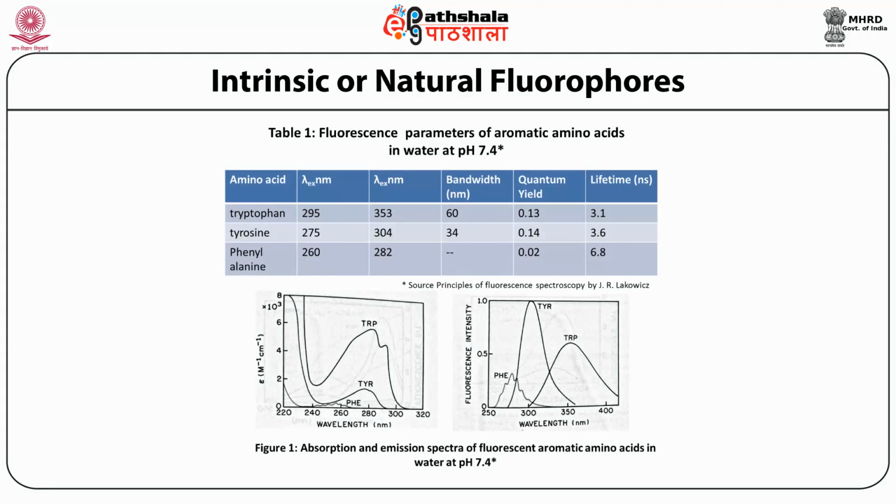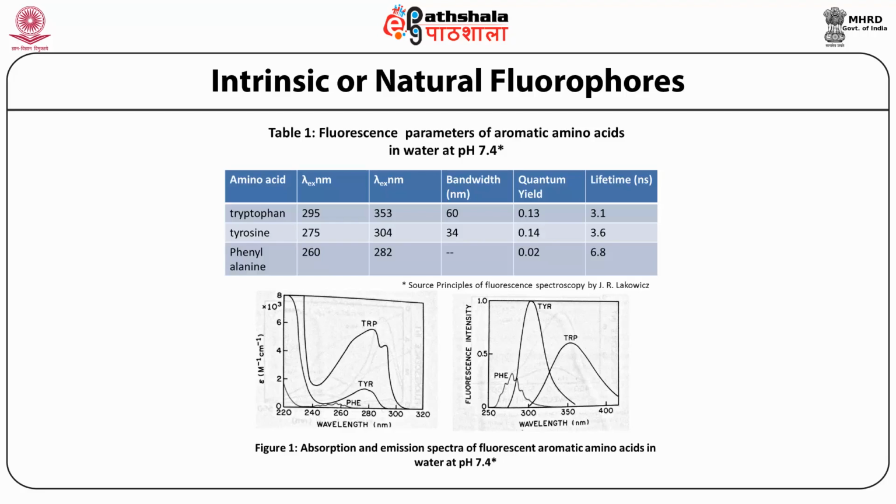This table shows various parameters of aromatic amino acids for fluorescence recording in water at pH 7.4. The first column shows the amino acid, the second is excitation wavelength in nanometers, and the third is emission wavelength in nanometers, followed by bandwidth, quantum yield, and lifetime. Tryptophan has 295 and 353 nanometers excitation and emission wavelengths with a bandwidth of 60 nanometers, a quantum yield of 0.13, and a lifetime of 3.1 nanoseconds.